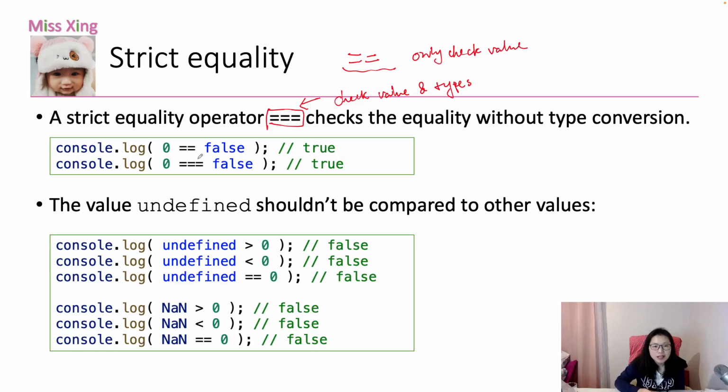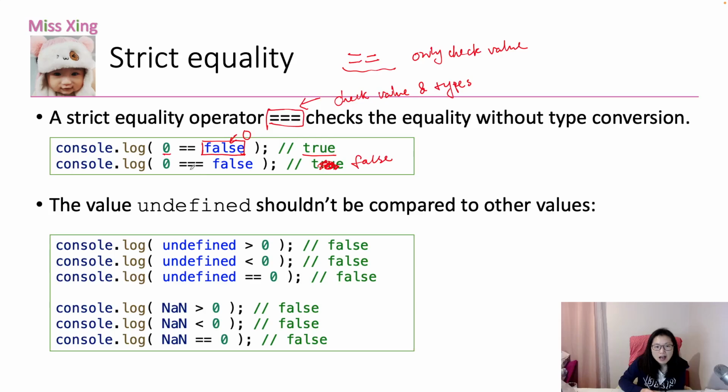What does that mean? Here, when we're using 0 equal false, we know the false will be converted into a number, which is 0. And 0 equal to 0 only checks the value, so you will get true. Oh, sorry, this one is wrong. This one should be false. I have to change it. And when we're using 0 equal to false, it's going to become true.